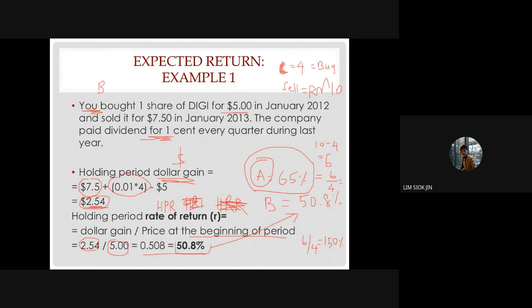So if you compare A, B, and C, who is better? C will be the better business. You can see that. Why? Because C makes a much higher return.